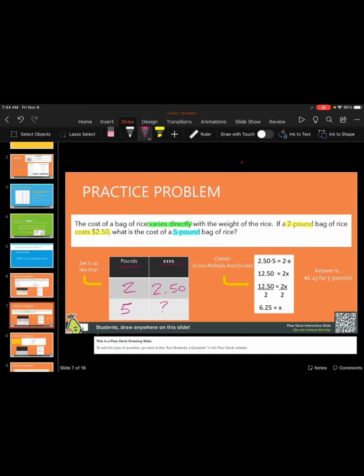So since we can use a proportion to solve, I could cross multiply. So 5 times 2.50 would be $12.50, and then I would divide by the other number that's on the outside. So $12.50 divided by 2 would give me $6.25. All right, let me know if you need help.